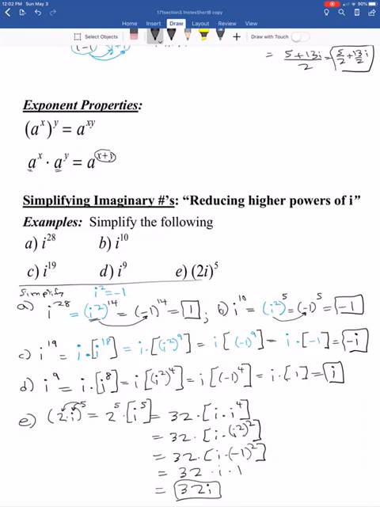All right, so that's simplifying higher powers of i and using our definition of i. Again, if i is the square root of negative 1, i squared equals negative 1. So using that to help us in simplifying. We'll continue to see imaginary numbers as we move on to our next section as we get into solving quadratics.